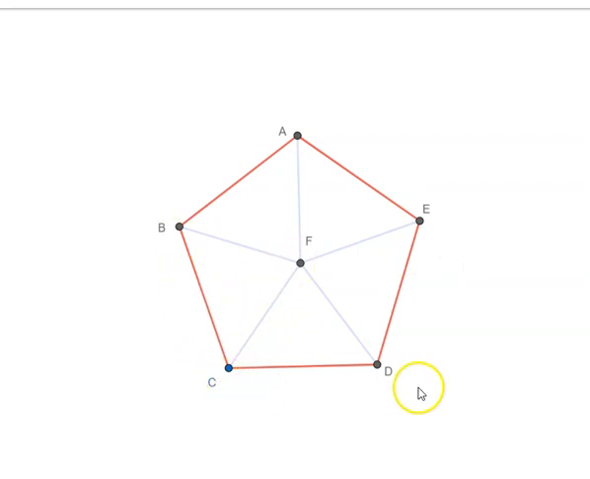Because FC bisects BCD, we know FCB is equal to BCF. We know FC is common to both the triangles. And we know BC is equal to CD because this is a regular pentagon. So which means these two triangles are congruent based on side angle side. Which means all the corresponding sides and angles are also equal. So angle CBF is equal to angle FDC.